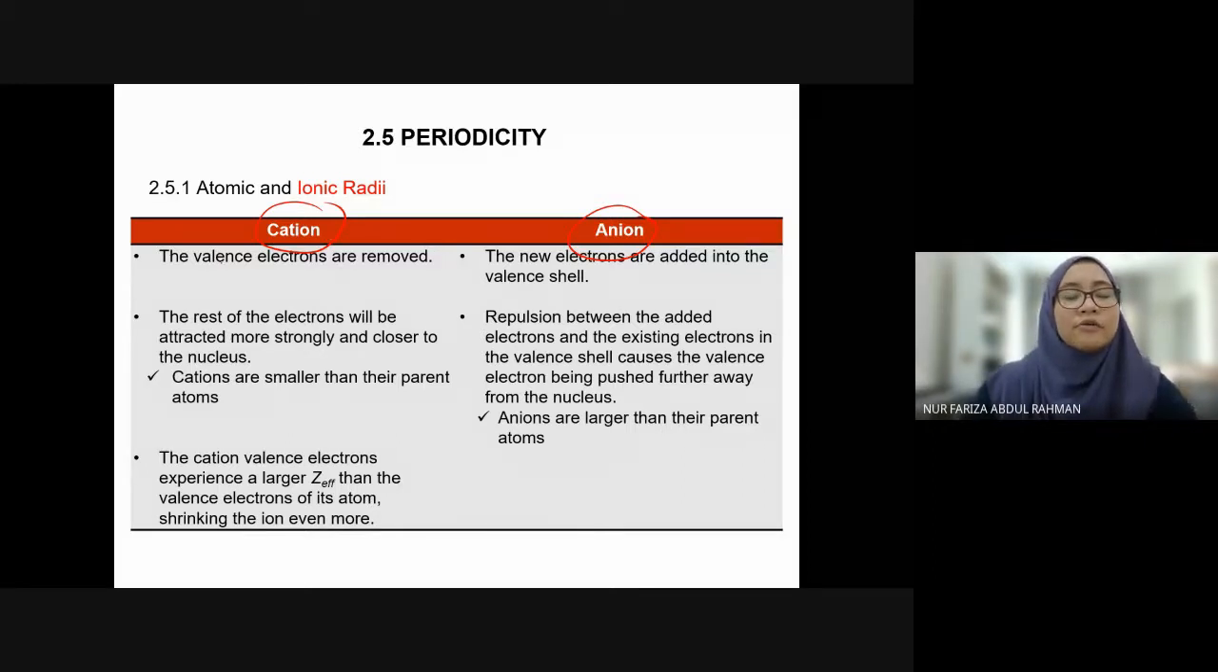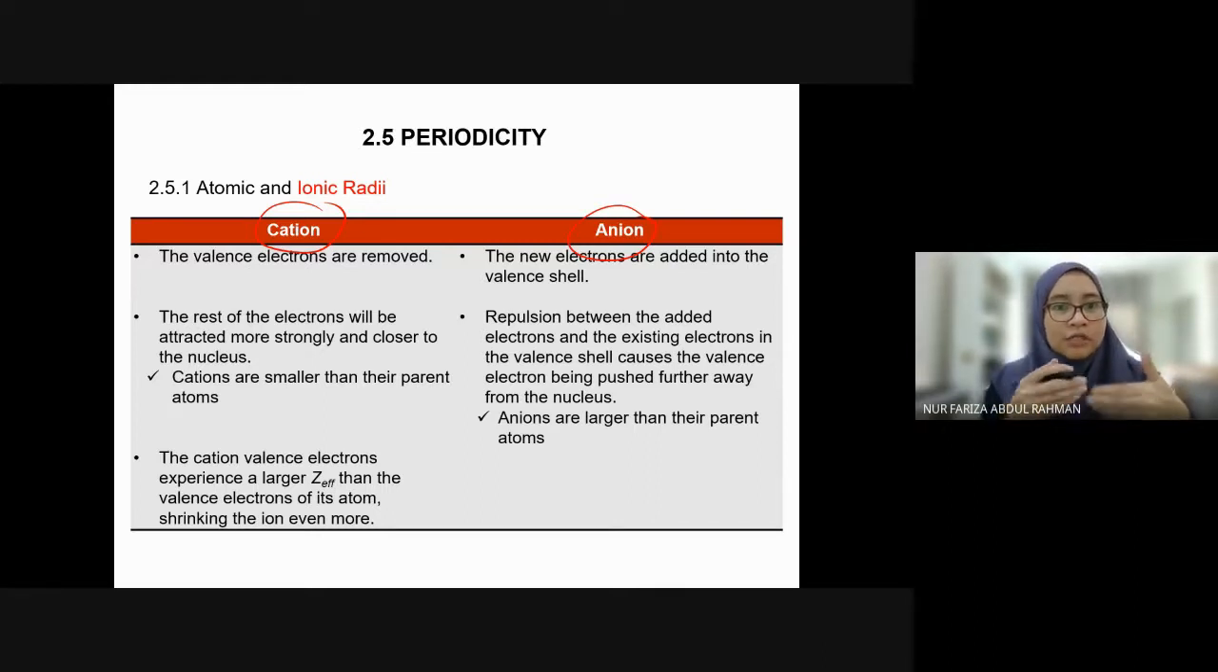Okay, so for cation, the valence electrons are removed lah. Okay, remember, to remove electrons, they need to be removed from the outermost shell. Tak boleh lah tiba-tiba nak remove from the inner shell kan. Remember, ada attraction yang kuat. The closer the electron is to the nucleus, the stronger the attraction. So boleh imagine tak yang n sama dengan 1 tu, the attraction will be very strong lah.